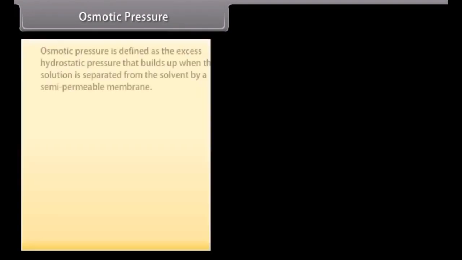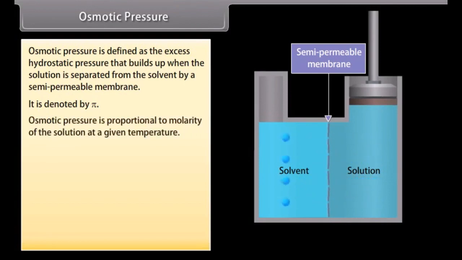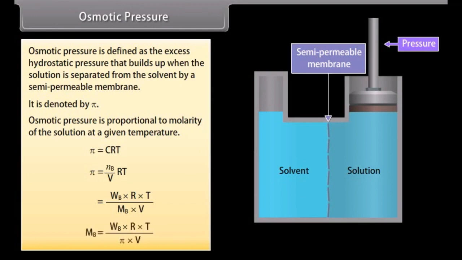Osmotic pressure. Osmotic pressure is defined as the excess hydrostatic pressure that builds up when the solution is separated from the solvent by a semi-permeable membrane. It is denoted by pi. Osmotic pressure is proportional to molarity of the solution at a given temperature. Pi is equal to CRT. Put the value of C in the equation. We get pi is equal to WB into R into T divided by MB into V. We calculate the value of MB as WB into R into T divided by pi into V.